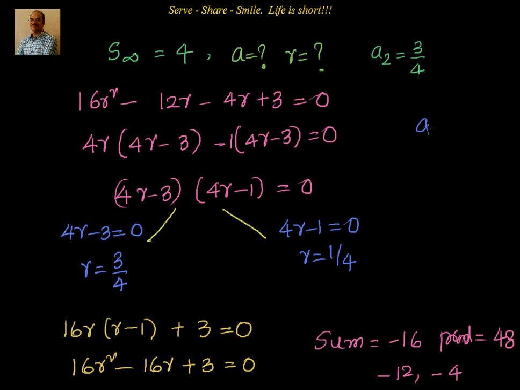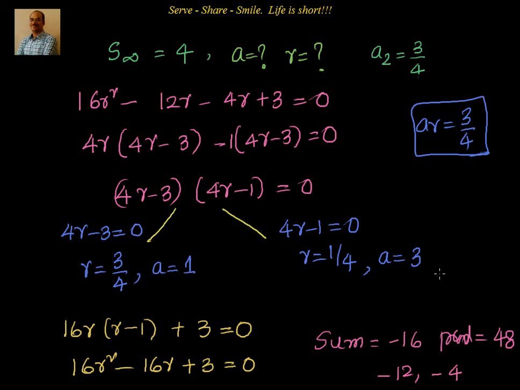We know that AR is equal to 3 by 4 because the second term is 3 by 4. If R is 1 by 4, what will be the value of A? A is equal to 3. If R equal to 3 by 4, A equal to 1. So there are two sets of values. One set is A equal to 3, R equal to 1 by 4. Another one is A equal to 1 and R equal to 3 by 4, which satisfies the given condition that the sum of infinite terms equals 4 and also the second term equals 3 by 4.